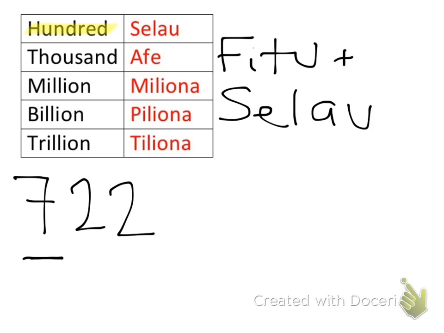We do the same thing in English. So if I was to write this number down in English, 700, I have 7 hundreds. Okay, you do the same thing in Samoan, fitu silau.